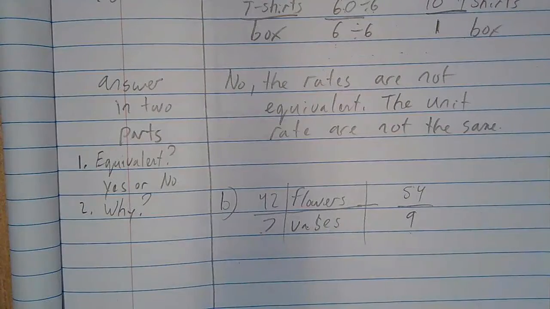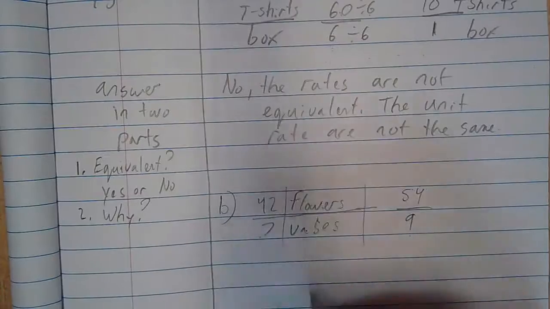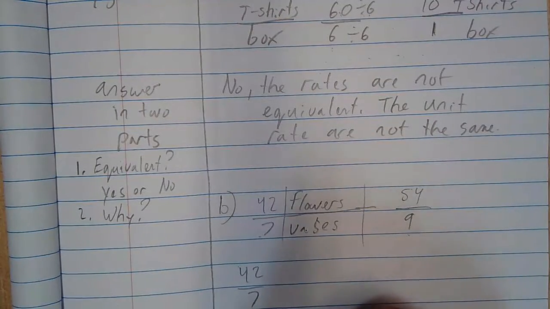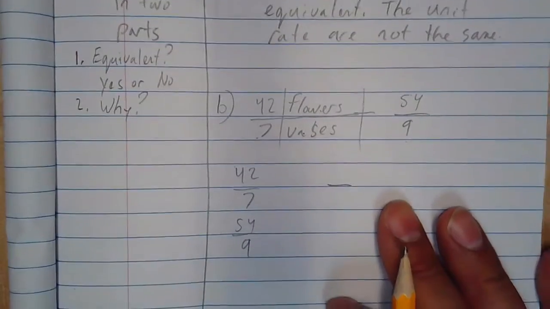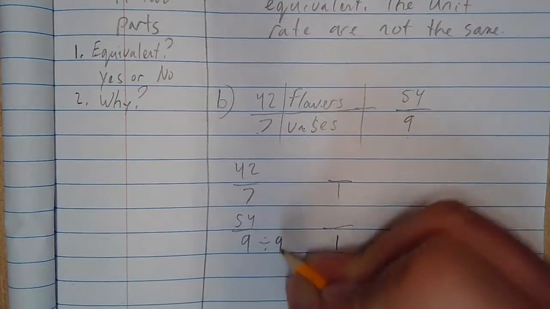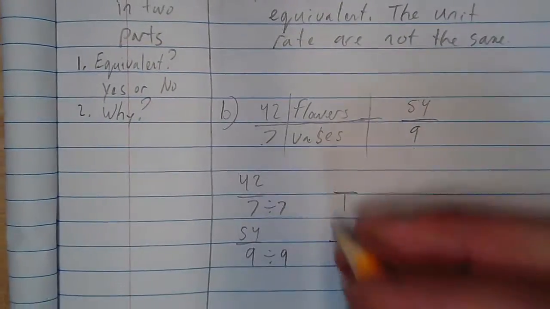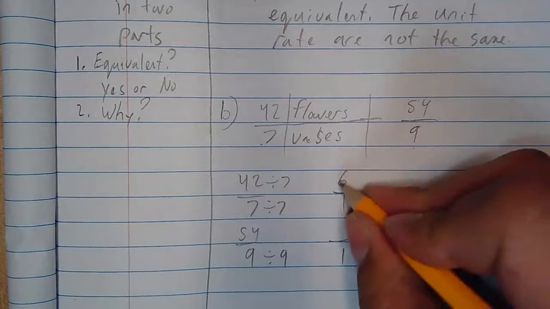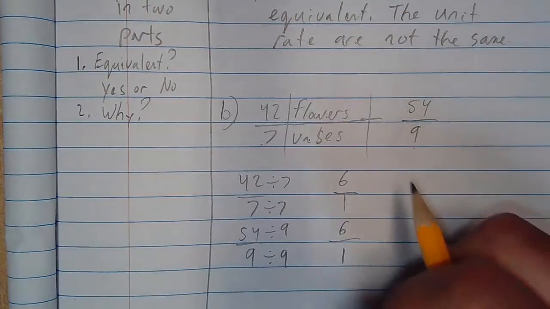Are they equivalent? Do they express the same relationship? All right, let's write it differently here. 42 to 7, 54 to 9. The whole goal is to use unit rates. To get unit rates, you have to have a denominator of 1. Divide by 9, divide by 7. If you notice I'm going kind of fast, eventually you guys will, oops, sorry about that, hit the document camera. All right, 6 to 1. Divide by 9, 6 to 1.